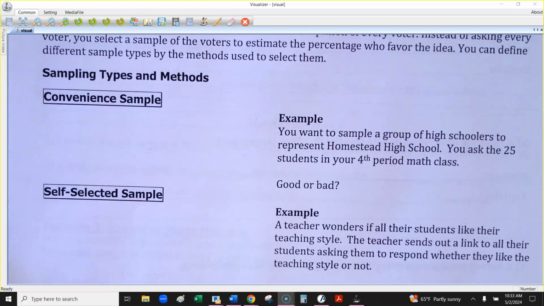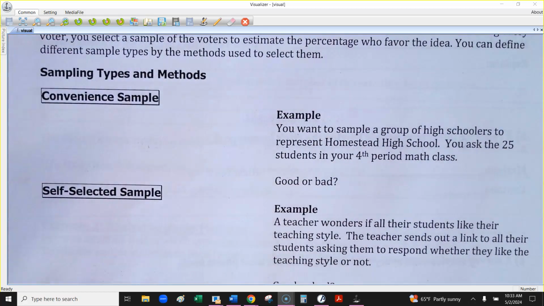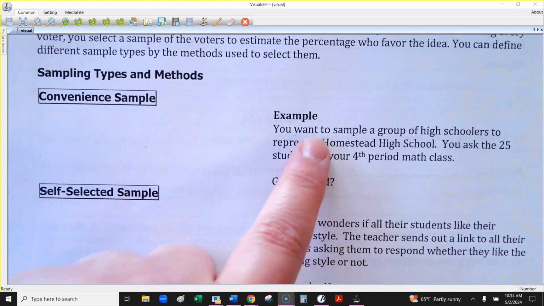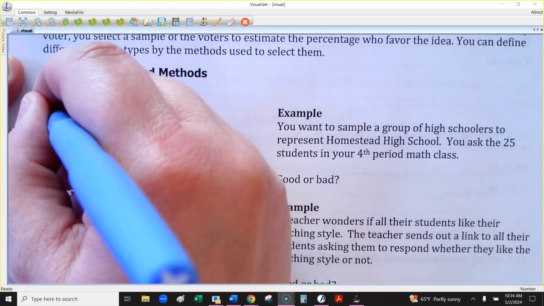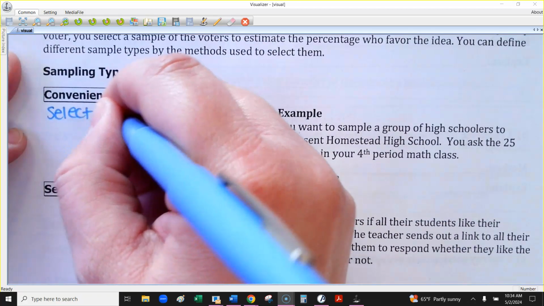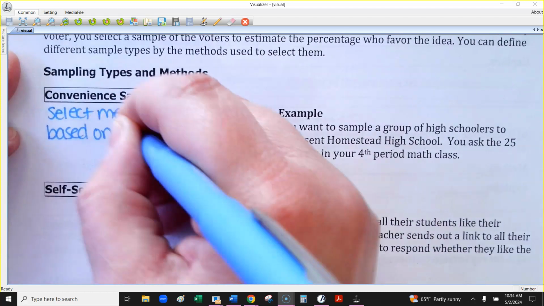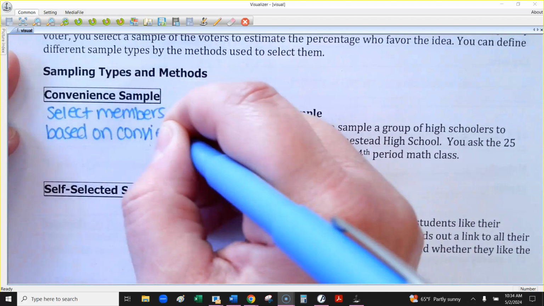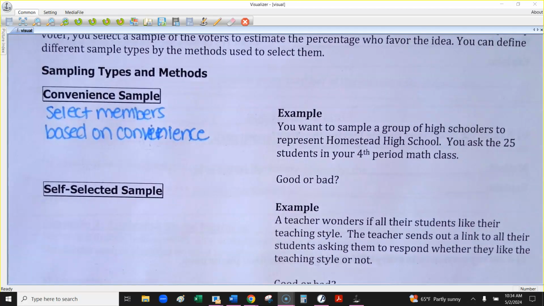Now here's what I did for each one. There's a name, and then the example isn't connected to the definition. It's just a for instance to give you a starting point. These are all just different examples that would fall into whatever the definition is I'm trying to give you. So the first one's called a convenience sample. What you would want to do here is select members literally just based on convenience, like what is easy for the person that's collecting the data.